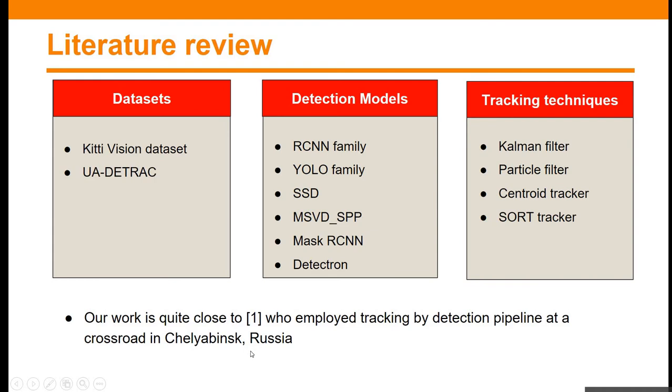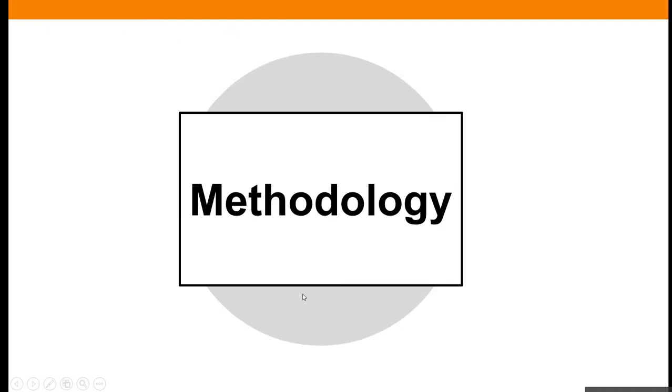There is some recent work done on the tracking of vehicles at crossroad scenarios in Chelyabinsk city of Russia. They also used a tracking by detection pipeline. They used Faster RCNN together with the SORT tracker. So our work is very close to their work and we are trying to continue their work in the same direction.